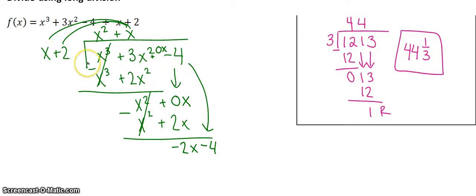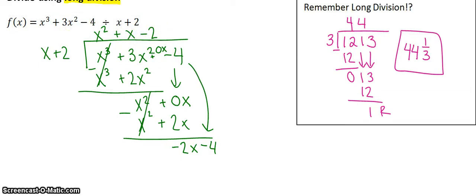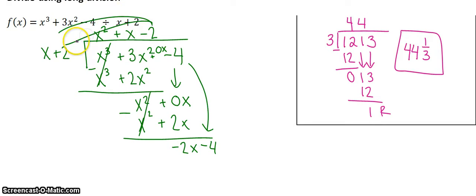So how many times does x go into negative 2x? And the answer is I'd have to multiply it by negative 2. So if I distribute that negative 2 out, I have negative 2 times x gives me negative 2x, and those are the exact same thing, so we know we did it correctly.